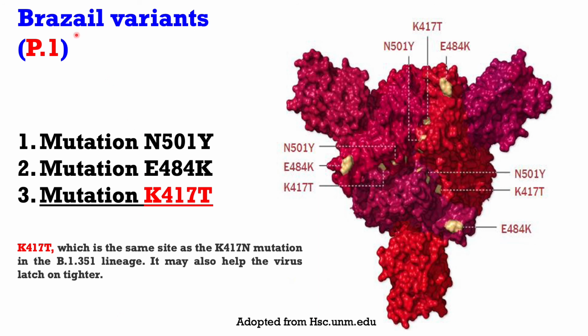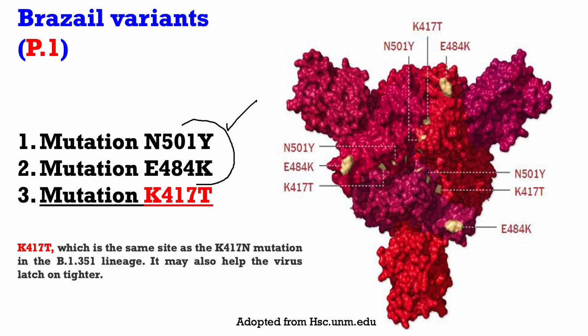If we look at the third variant of coronavirus COVID-19, which is the Brazil variant, which we call P1, the Brazil variant has three different mutations: mutation N501Y, mutation E484K, and the third mutation we call K417T. Now mutation N501Y and mutation E484K are similar to the mutations which I have described previously in the South African variant of coronavirus COVID-19.